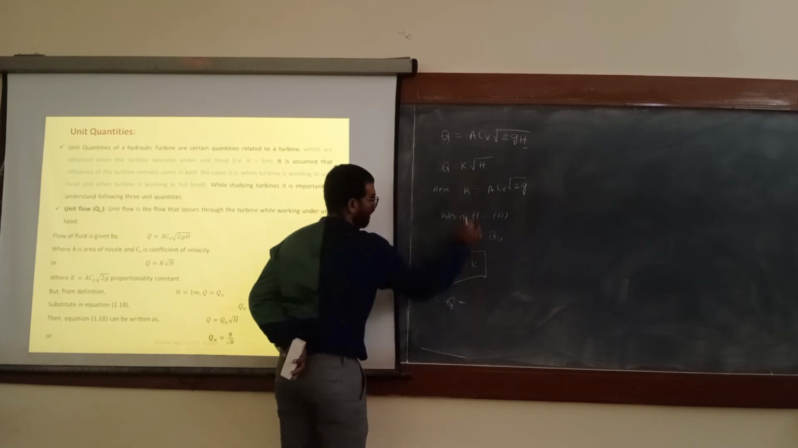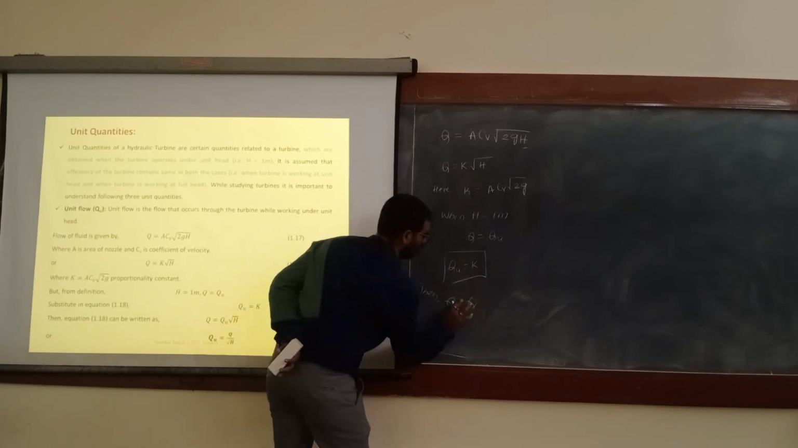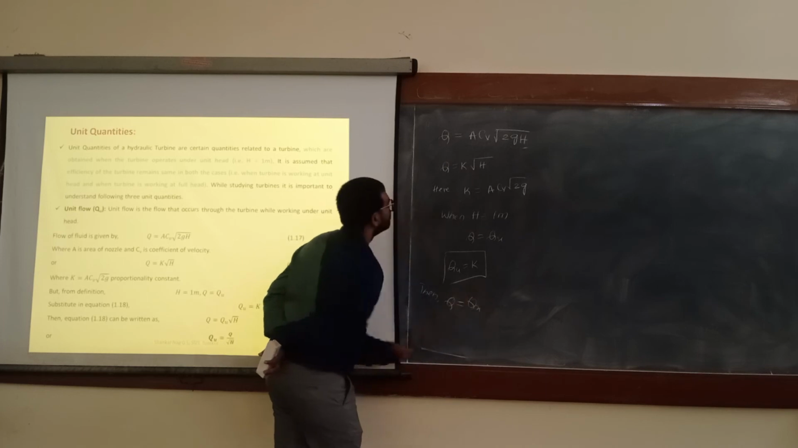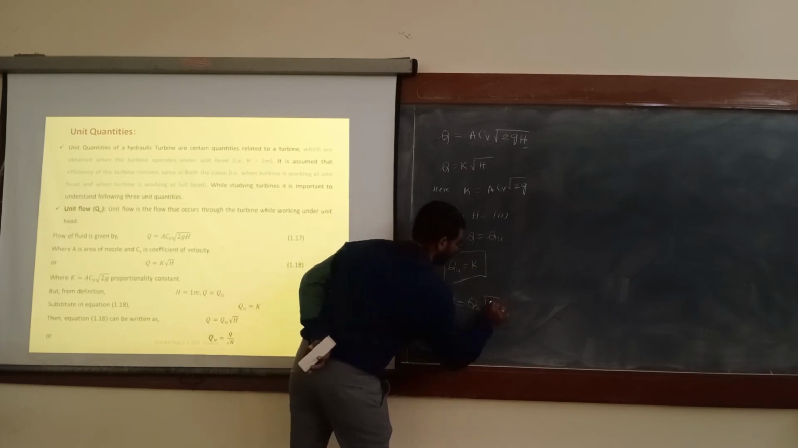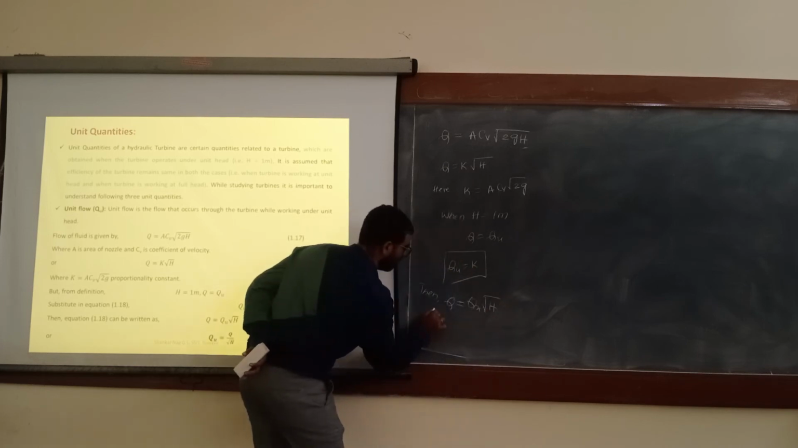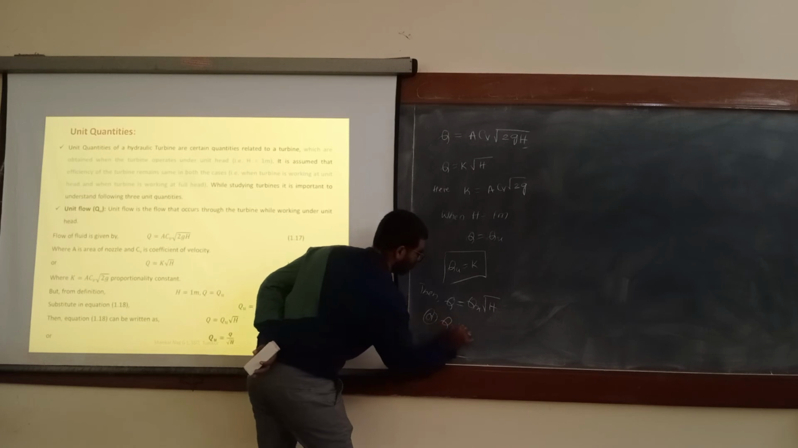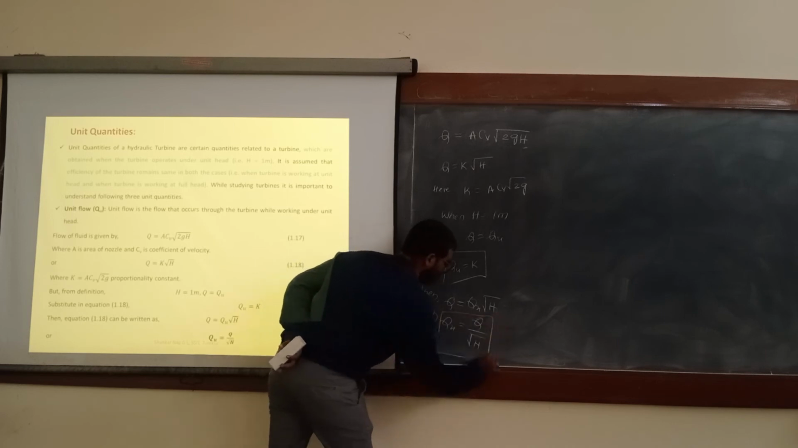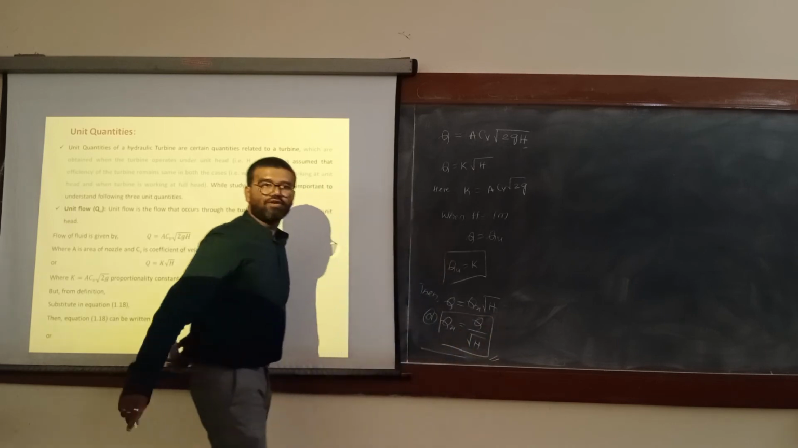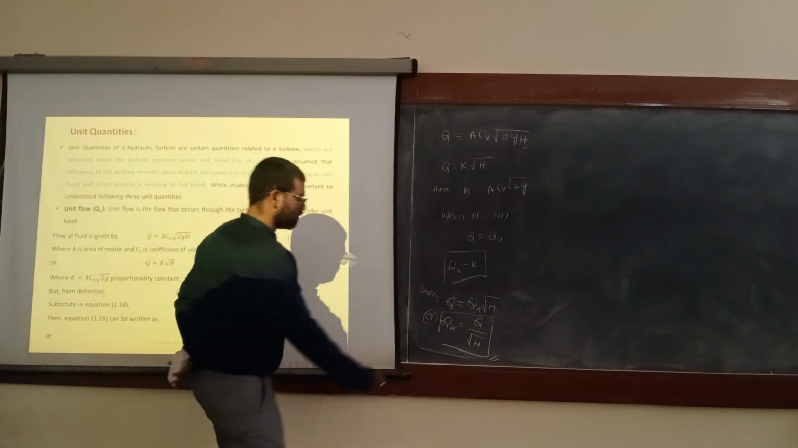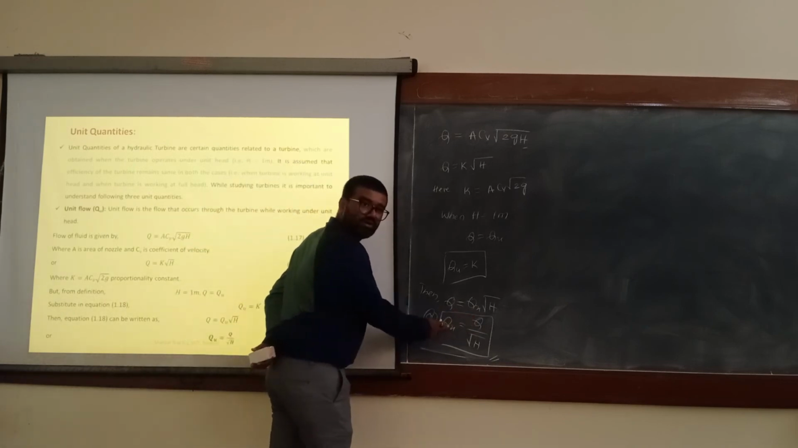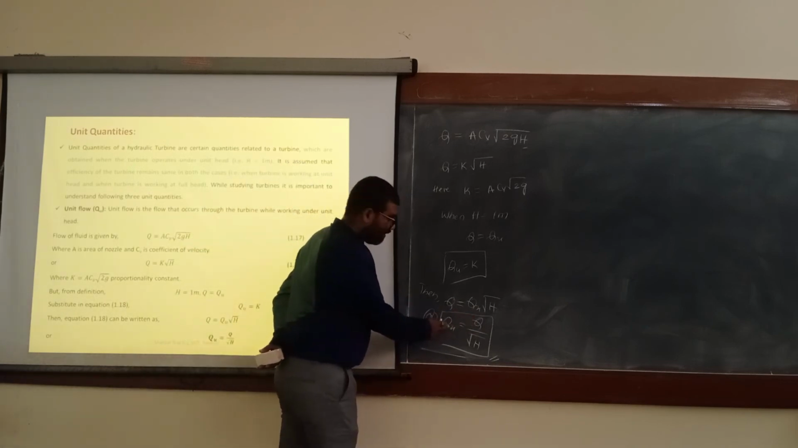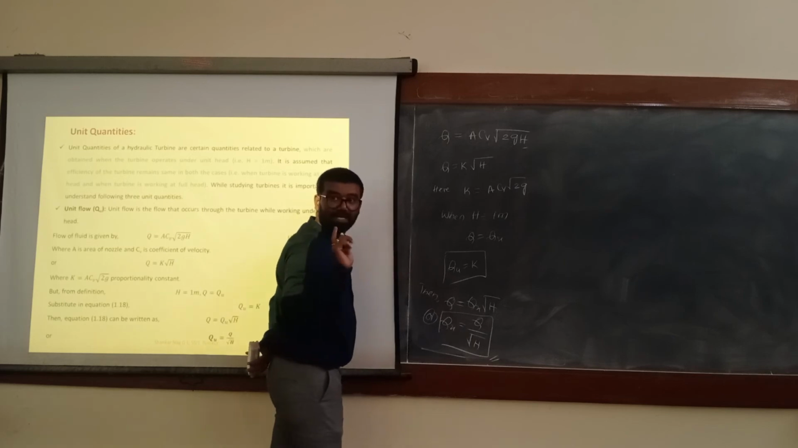Q is equal to K value, that is unit flow into root of H. Or what is the unit flow? Total flow divided by root of H. This is the expression for the unit flow. This is the total flow, the flow through the turbine when the head is 1 meter.